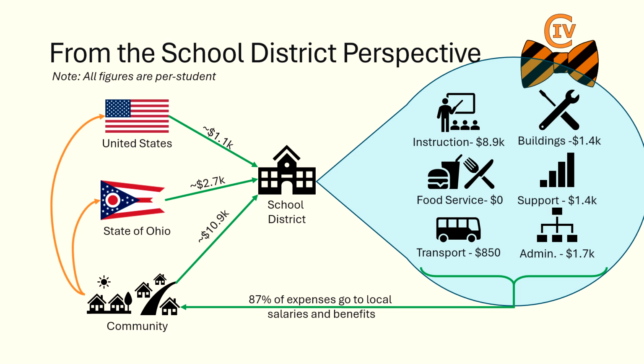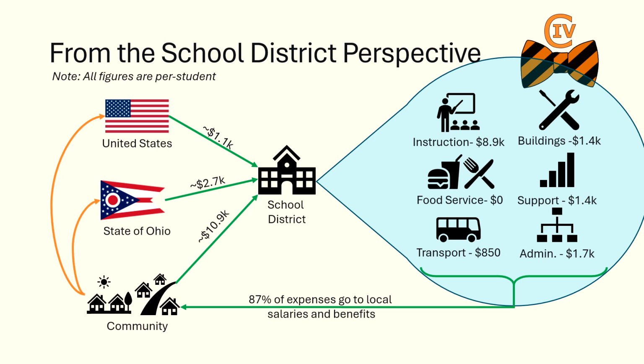Transportation usually gets bundled under support, but it's important enough that I thought we ought to break it out. We have a massive transportation organization in Beavercreek City Schools in order to get all the kids to and from school safely every day. That costs a total of $850 per student per school year, which is, when you stop and think about it, every single day for a year. That's incredibly efficient.